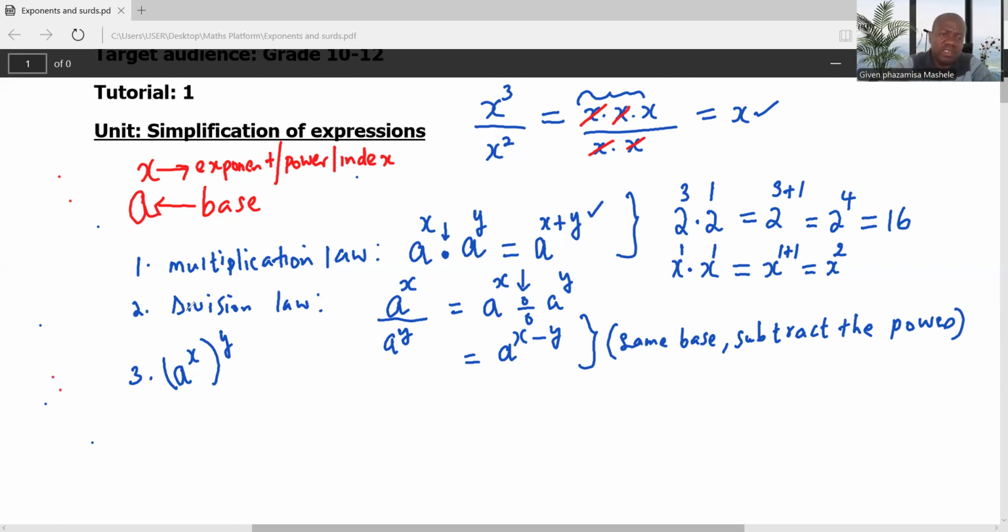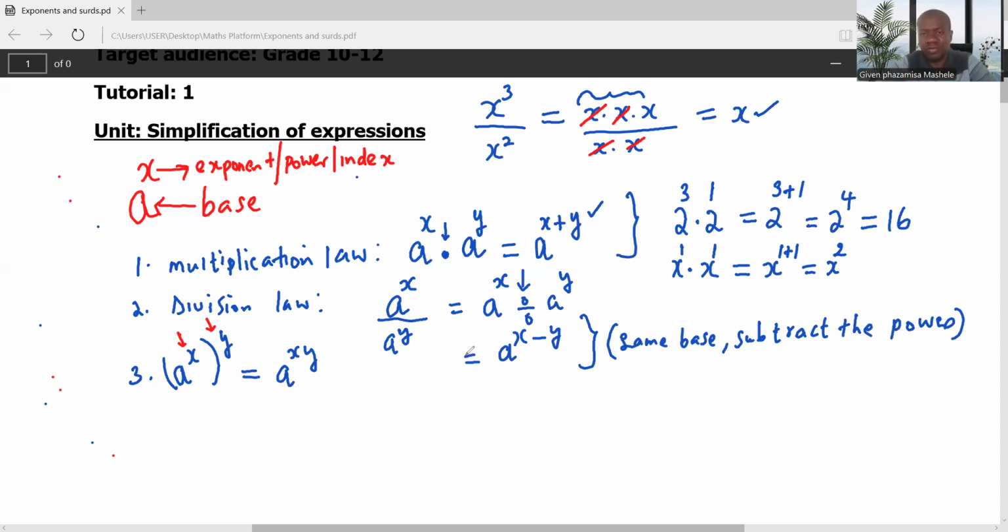So this law says, since we have one base but with multiple powers, or multiple exponents or indices, what we can do is just multiply those powers. We take one base and we multiply the exponents, so this becomes a to the power of x times y, which is just xy.